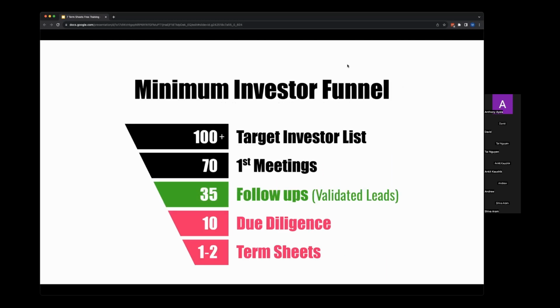If you do any sort of Googling around, this will be the minimum investor funnel you would find. 100 on the target list at the top, 70 first meetings, roughly half of those ideally go to follow-ups. A third of those go to diligence, and then 1 to 2 term sheets. So from the top to the bottom, you're looking at a 98% no rate and a 2% hit rate. Now, this is the minimum investor funnel.